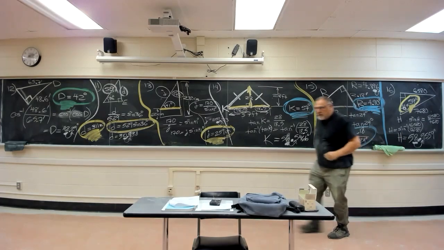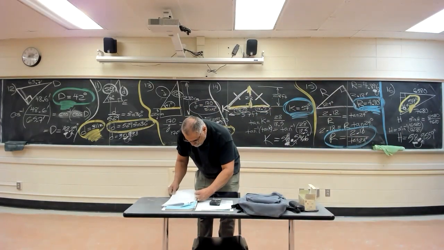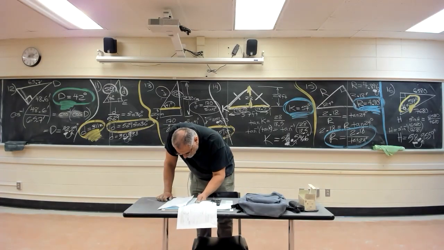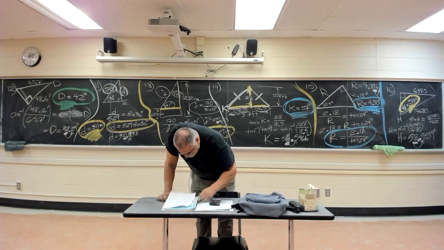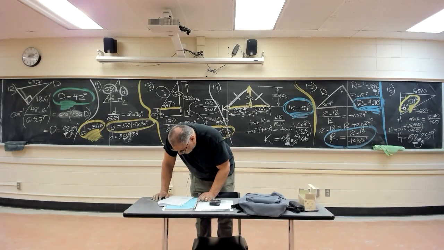For number 16, yeah, 59 degrees. There it is. Number 16 is going to be H equals 59 degrees. When you round it, you round that to the nearest degree.